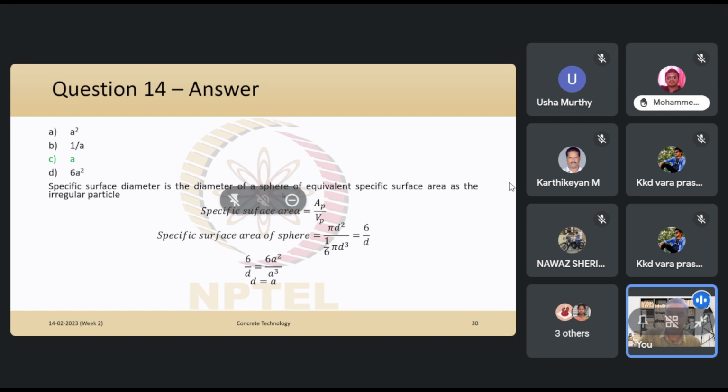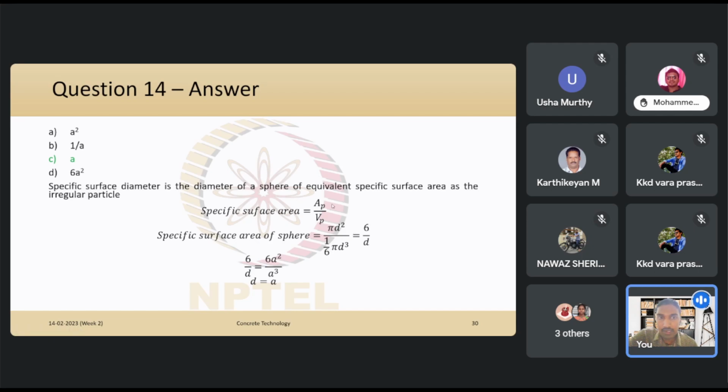Right, so we have two different shapes that we are dealing with in this question. One is the sphere. We don't know the diameter, so we just take the diameter to be d. For some diameter d, the volume for the sphere is nothing but 1 by 6 pi d cube, right? So that is for the sphere.